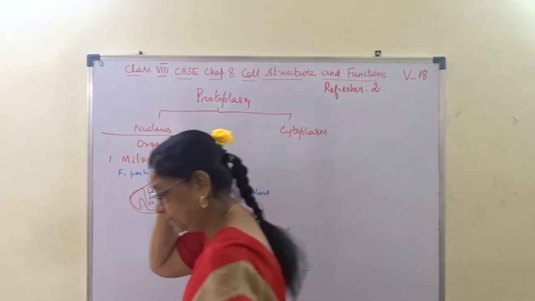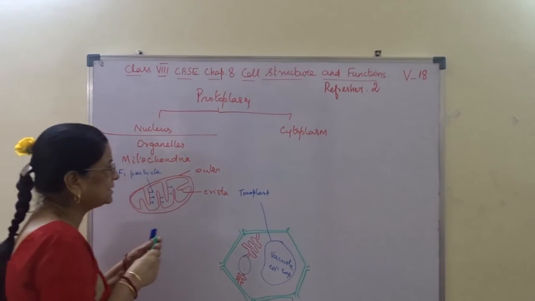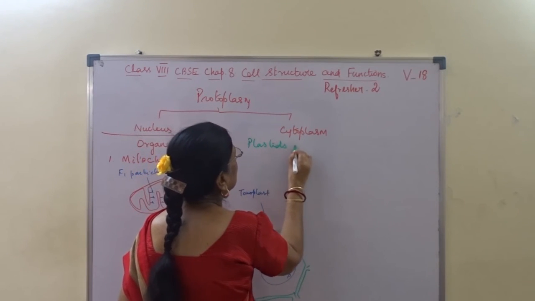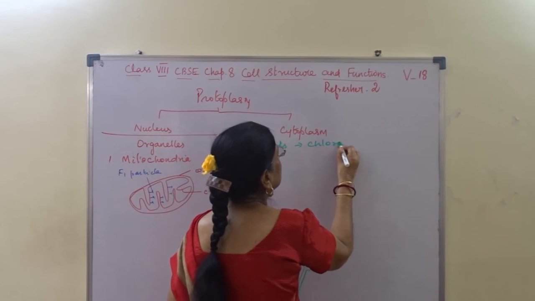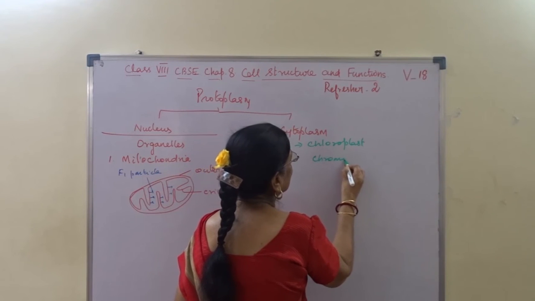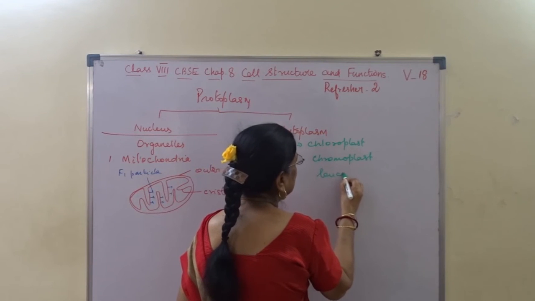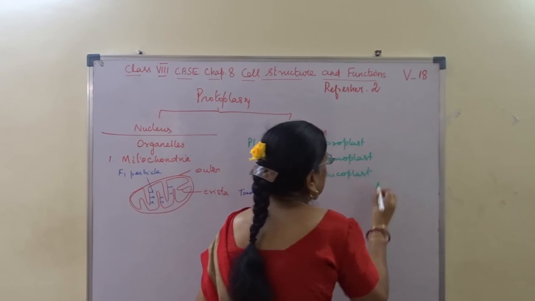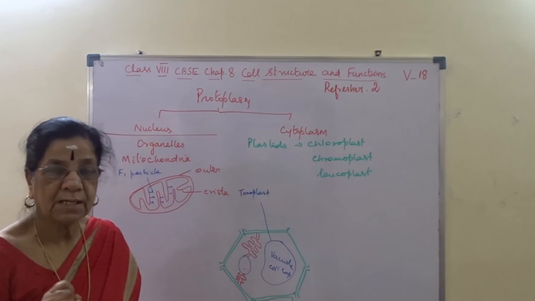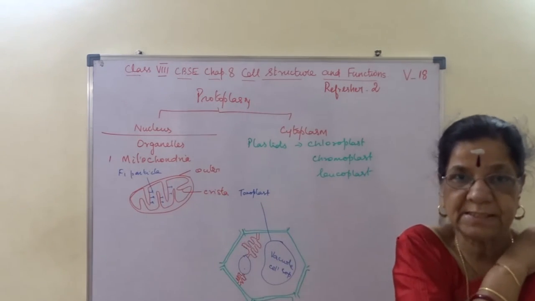The next one is plastid. Now plastids are of three types: chloroplast, chromoplast and leucoplast. There are three types of plastids as chloroplast, chromoplast and leucoplast. As we know, chloroplast, we are studying here.